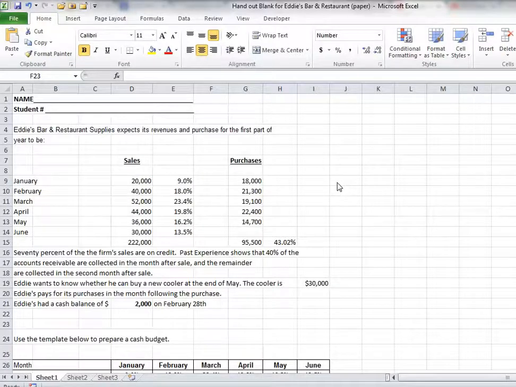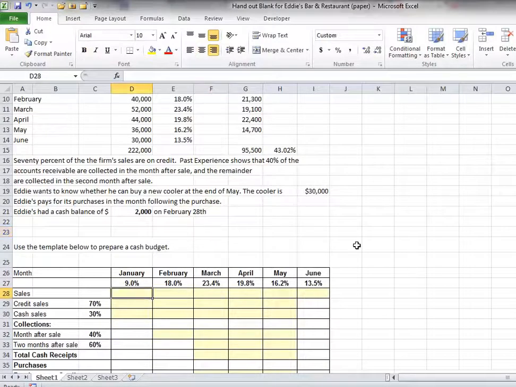Eddie's Bar and Restaurant expects his sales to look something like this for the first 6 months of the year. Eddie wants to know whether or not he can afford a cooler at the end of May, or maybe even earlier. So if we use these breakdowns, hopefully we can come up with what Eddie needs.